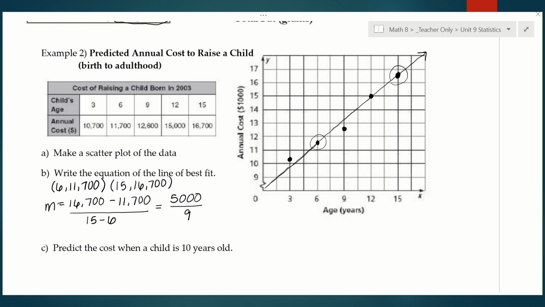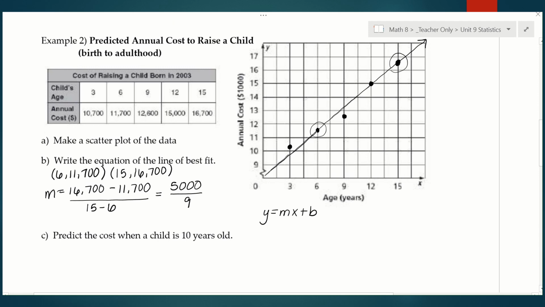We found the slope. Now let's go ahead and find the y-intercept. So again, we just pick one of the points that we have on our line. I'll just use that first one again. So I'm plugging it into, I'm going to do my work over here. Y equals mx plus b. So if I'm using that first point, my y is 11,700. I just got 5,000 over 9 for my slope times my x coordinate of that point is 6, and b is what I don't know.